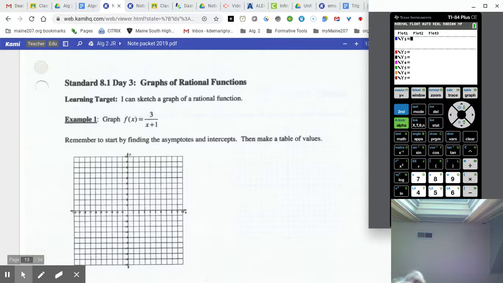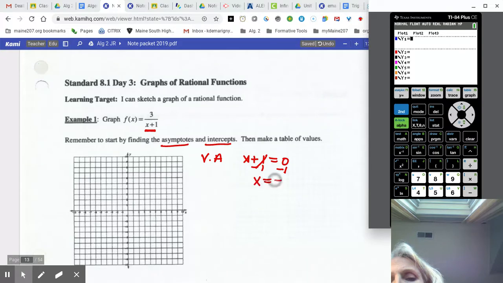Okay, so first thing I want to do is calculate some of these things. I need to find my asymptotes and intercepts first. I'm going to start with my vertical asymptote, my VA. Remember, it is the restricted value out of the domain. So if I say x plus 1 is equal to 0, then I can very quickly find out what the restricted value is. So the vertical asymptote is x equals -1.